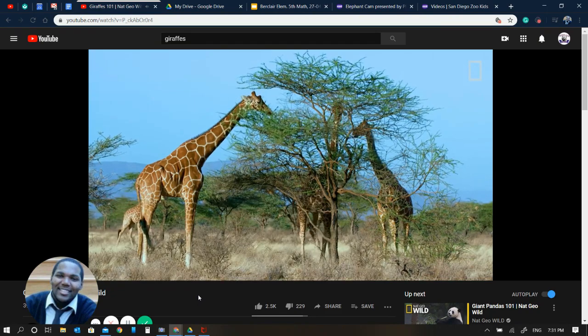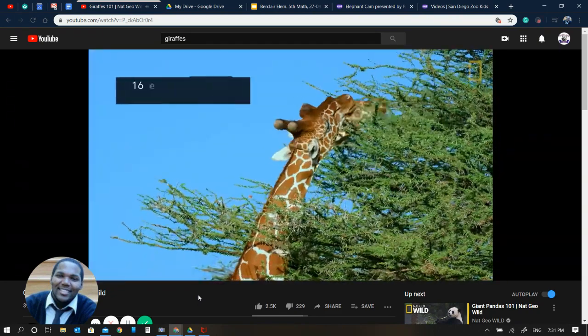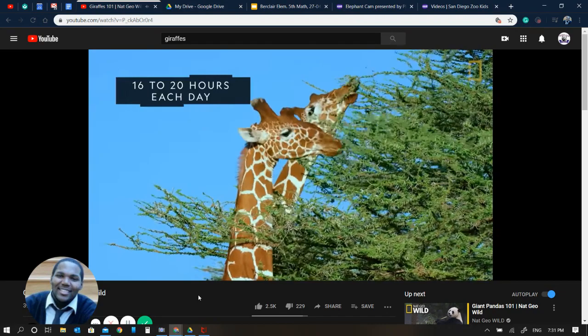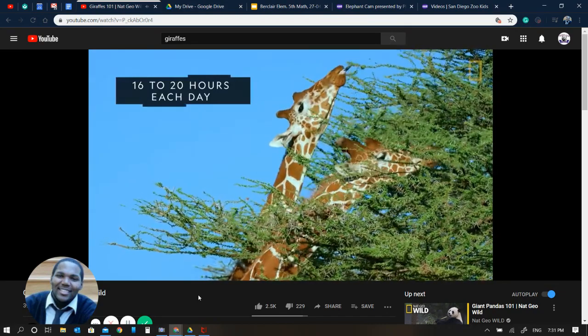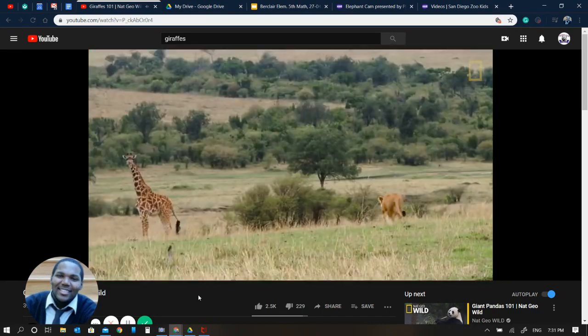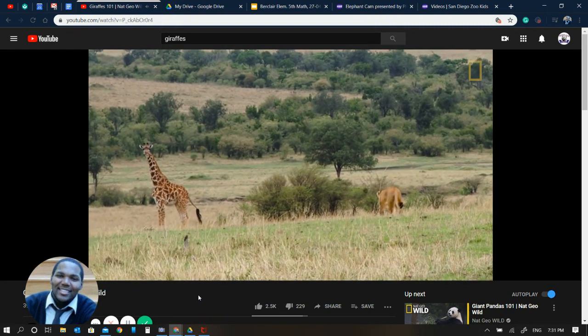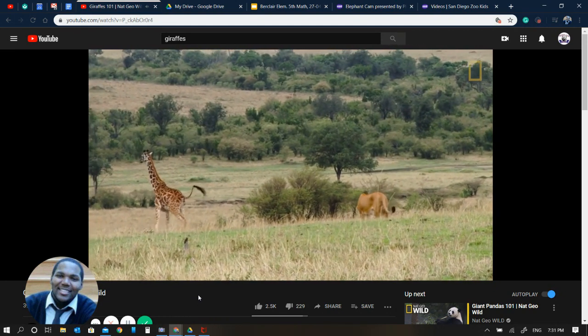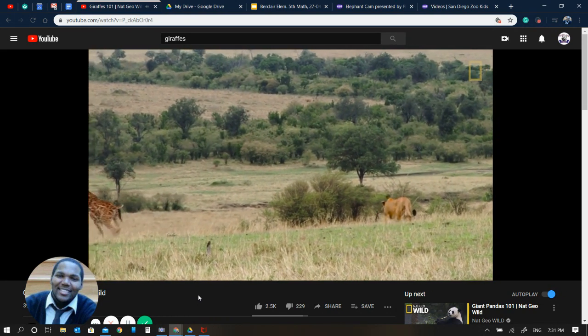Giraffes sleep this way out of necessity. They devote 16 to 20 hours each day to eating, which leaves little time for much else. Wow. Plus, sleeping, especially while lying down, exposes giraffes to predators.